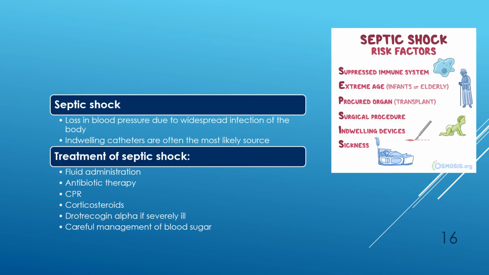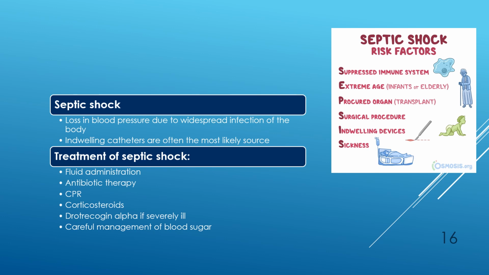Septic shock. You're going to absolutely see some questions on the exam regarding septic shock. Typically, they will say that the patient has an indwelling catheter and it's noticed to be red and inflamed. Also, there's a severe drop in blood pressure. So what do you do? Obviously, you're going to give fluid administration. You're also going to get rid of that catheter. You're going to take that catheter out, maybe put a new catheter in. Typically, indwelling catheters are the most likely source of septic shock.